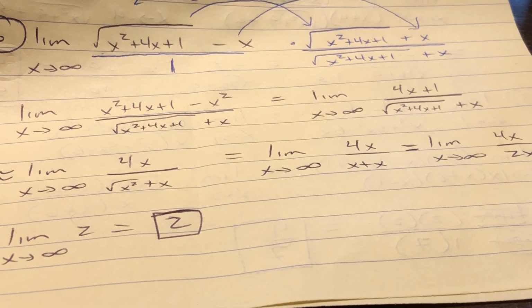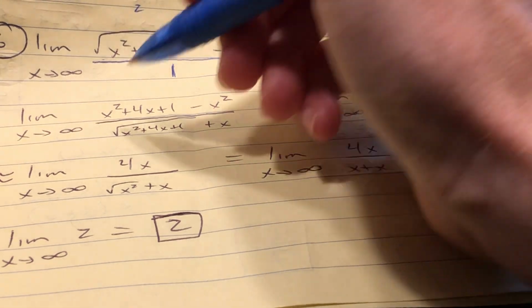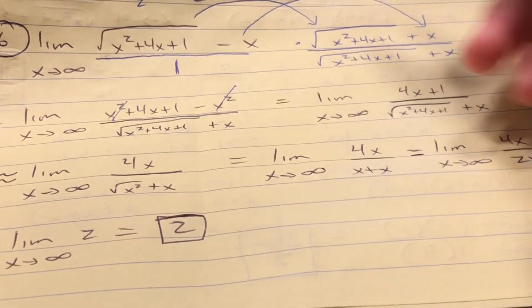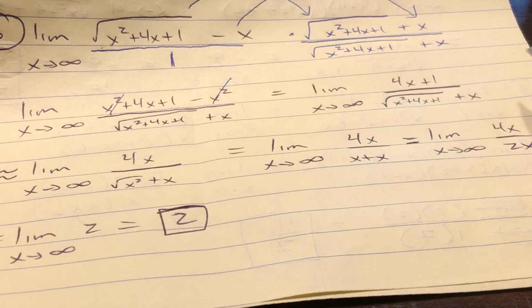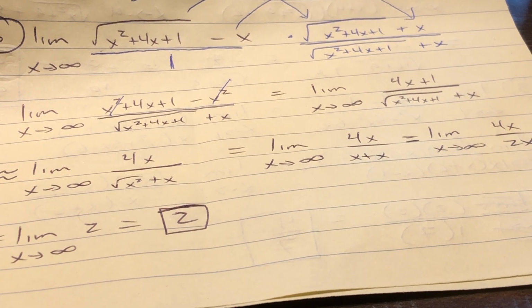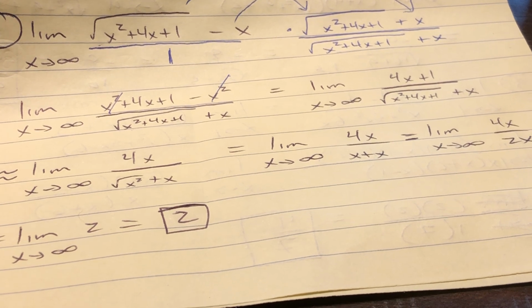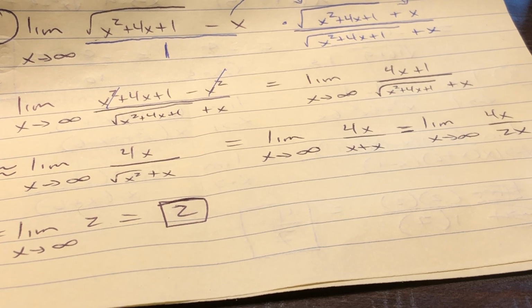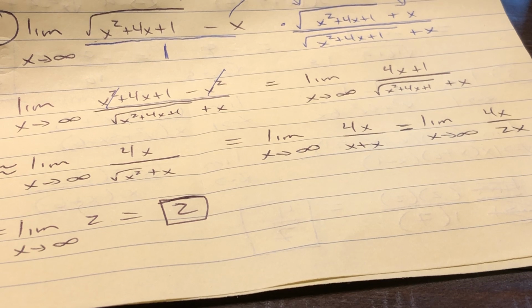And when that happens, up top, the x squareds will cancel. That leaves me with 4x plus 1 up top, and the conjugate down below. Again, do it the long way.